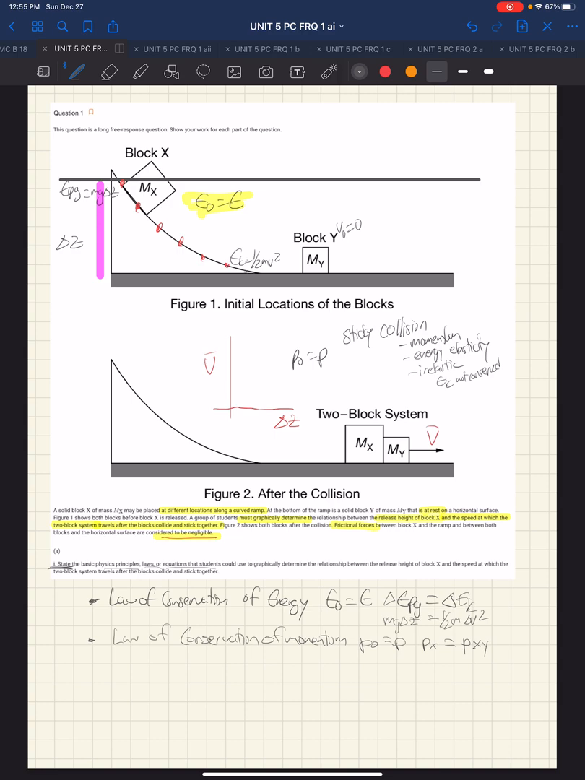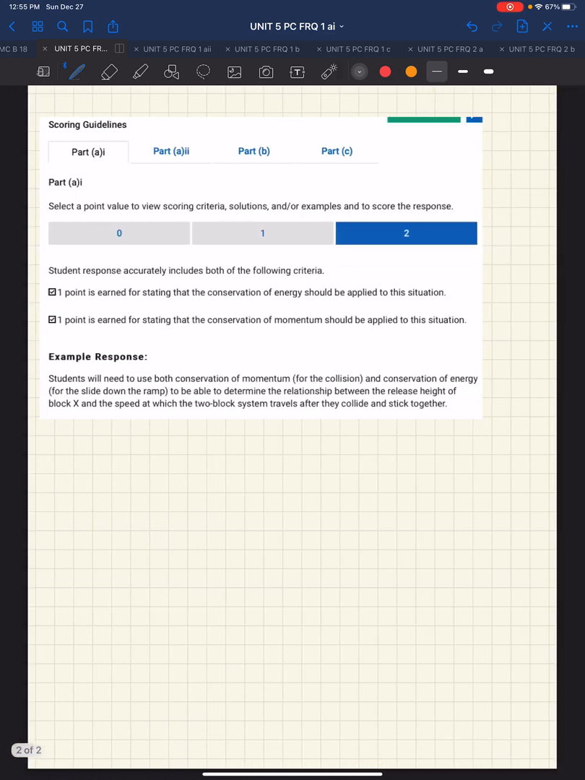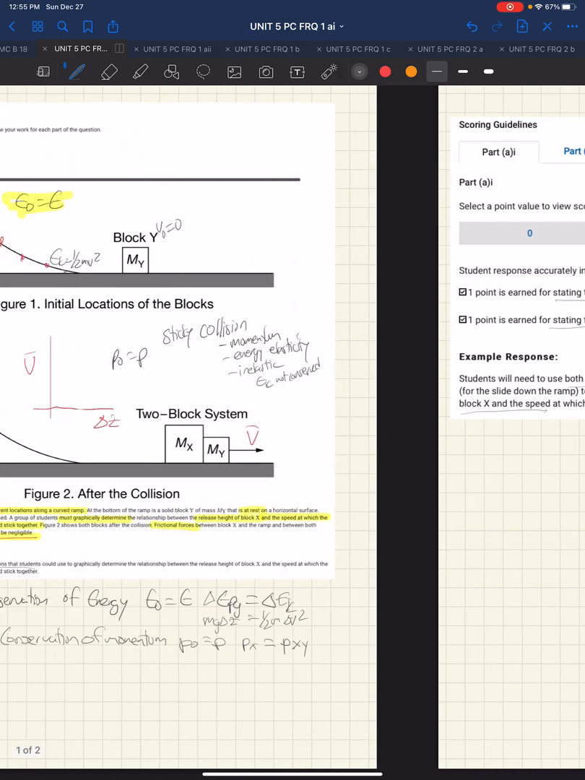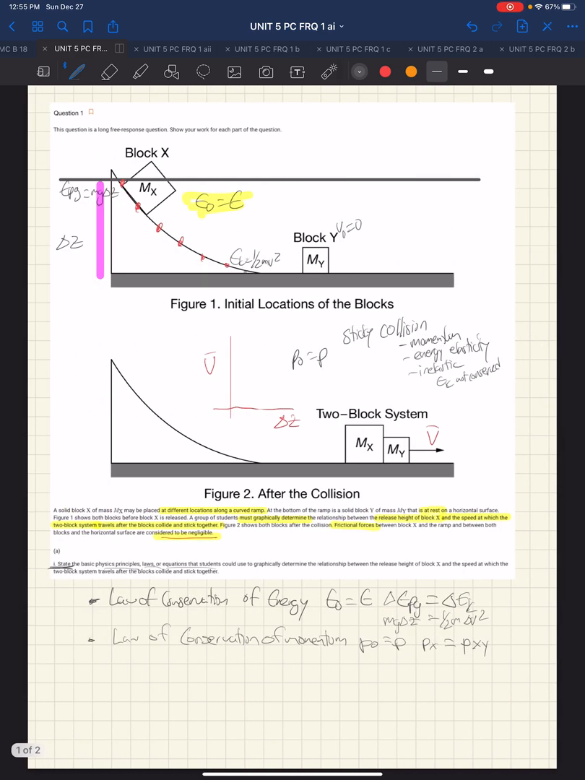So now let's take a look at the scoring guide. And so we state the conservation of energy, state the conservation of momentum. So we need to use the conservation of momentum in terms of this example response, conservation of energy, to determine the relationship between release height of block X and the speed the two-block system travels after they stick together. All right, so those are a statement of R2.